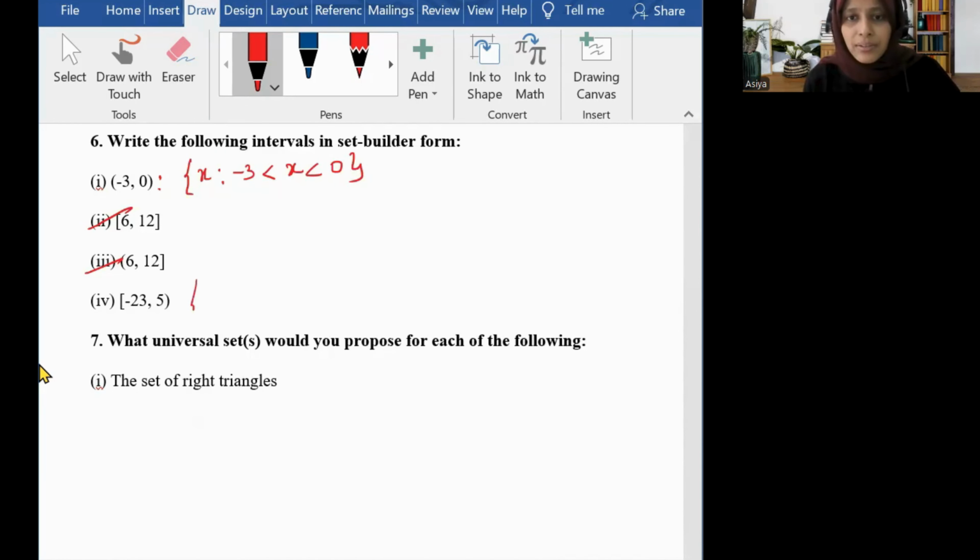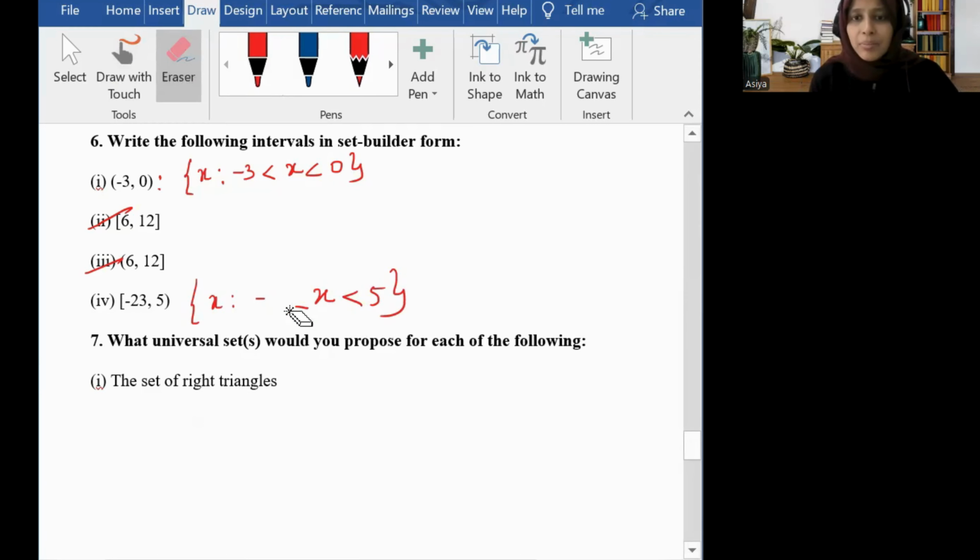Now, if you see here, the set of all x such that x will lie between -23 and 5. Now tell me, what sign should I put here? As it is a closed interval, it would be less than or equal to. As it is an open interval, it will just be less than. I hope that is clear. It is -23 less than or equal to x, because it is a closed interval.